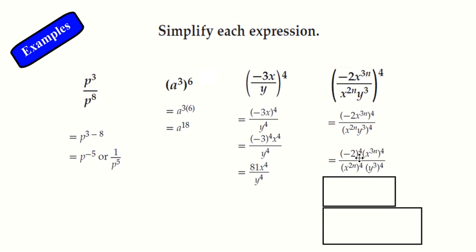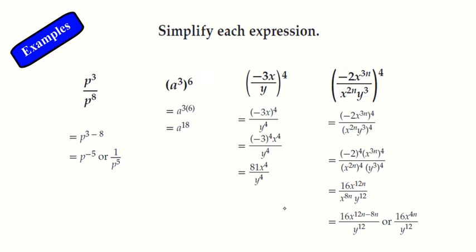So negative 2 to the fourth should give us 16. X to the 3n raised to the fourth is x to the 12n. X to the 2n raised to the fourth, multiplying those, we get x to the 8n. And y to the third raised to the fourth, multiplying our exponents, is y to the 12th.